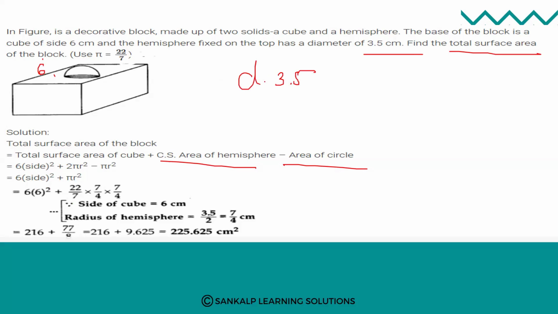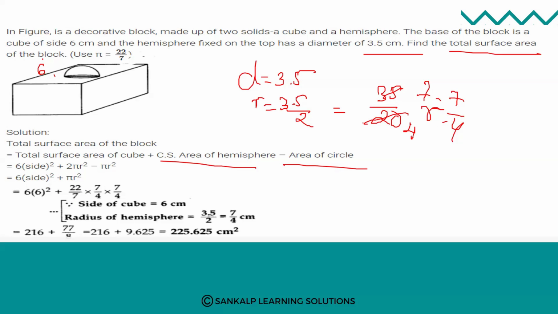3.5 diameter is there. So D is equal to 3.5. Then R is equal to 3.5 divided by 2. That is 35 divided by 20. If I remove the decimal point, then 35 divided by 20. Then it is 7 divided by 4. So R value is 7 divided by 4. Here R square is there. So 7 by 4 into 7 by 4.